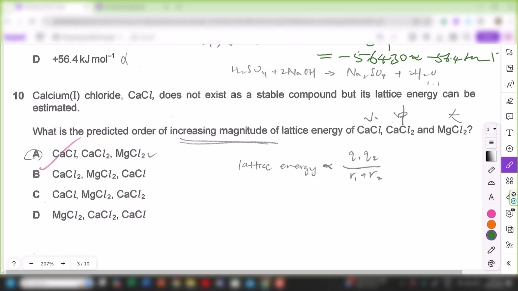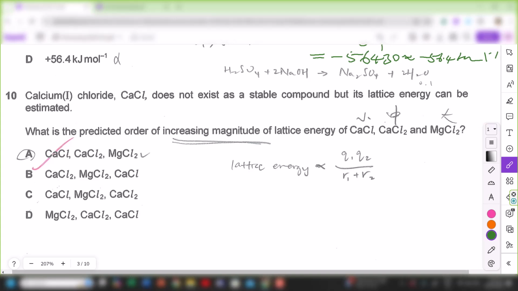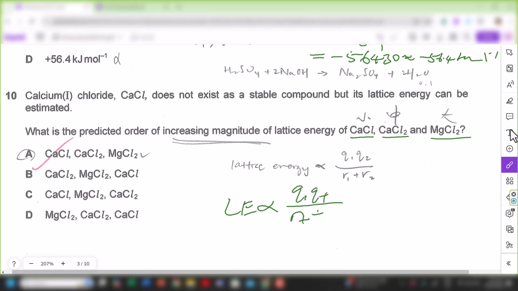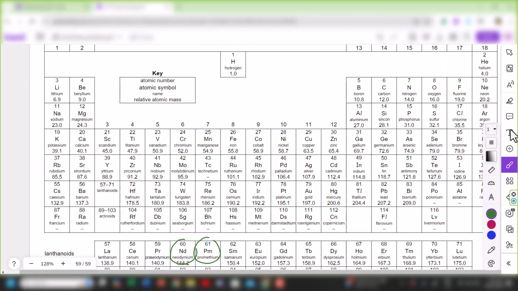Okay, so calcium chloride does not exist as a stable compound, but its lattice energy can be estimated. What is the predicted order of increasing magnitude of lattice energy? Okay, CaCl, CaCl2, MgCl2. Okay, so again, lattice energy, students wrote it out, is directly proportional to the product of the charges, inversely proportional to the sum of the ionic radii. Okay, so if you want, you can check. If not, it doesn't really matter.